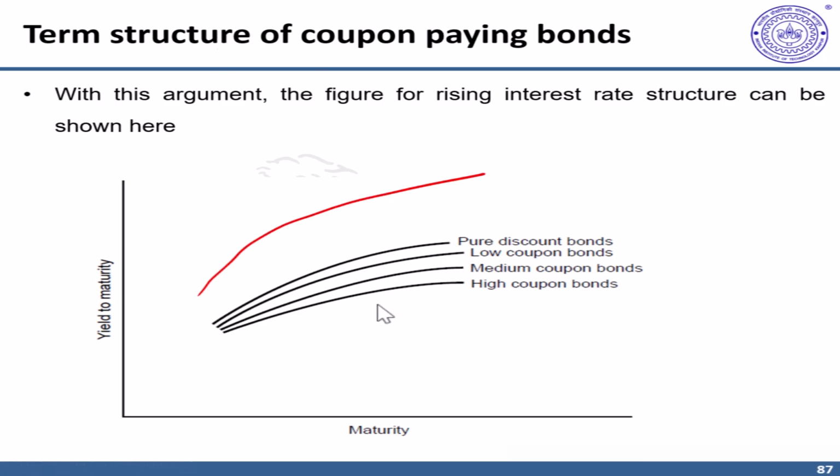Again, the idea is simple. In case of rising term structure, think of a pure discount bond, and compare it with high coupon bonds. For high coupon bonds, a larger amount of cash flows tend to occur earlier in time and are therefore discounted at lower rates, while a smaller fraction, which is the principal, comes later and is discounted at a higher rate. So overall, as compared to a pure discount bond, its term structure should be lower.